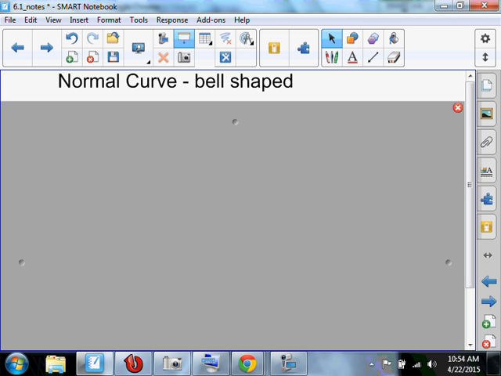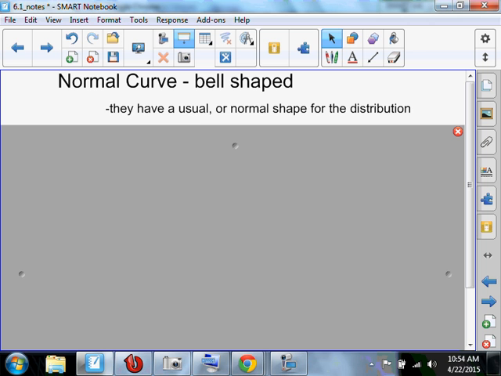I'm pretty sure we've mentioned this, haven't we? We didn't call them bell, or maybe we did call them bell shapes. Or we did call them normal shapes. Anyway, a normal curve or a bell curve, by design, the shape of the distribution is usual. It seems weird.